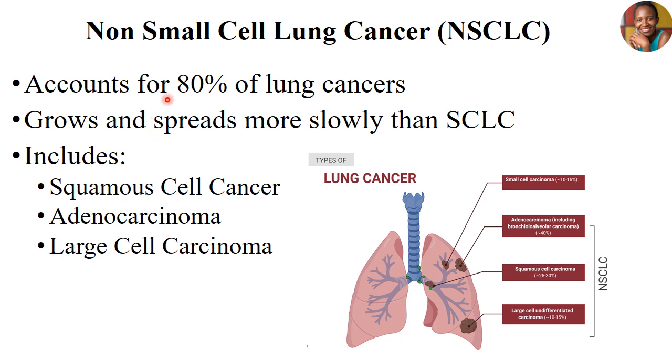Then we have now the second category, and that is the non-small cell lung cancer, NSCLC. So the non-small cell lung cancer accounts for 80% of lung cancer, meaning it accounts for the majority of lung cancers. These ones grow and spread a bit slowly compared to the small cell lung cancer, and it includes three subtypes. So we have here squamous cell lung cancer, adenocarcinomas, and the large cell carcinomas. So for the classification, again, this is based on the location of these tumors and also how the state of spread and growth happens.